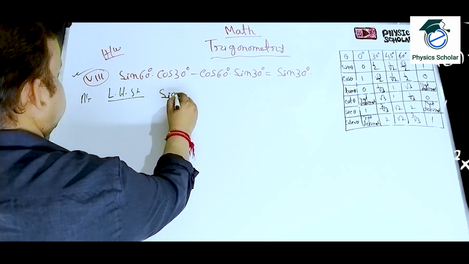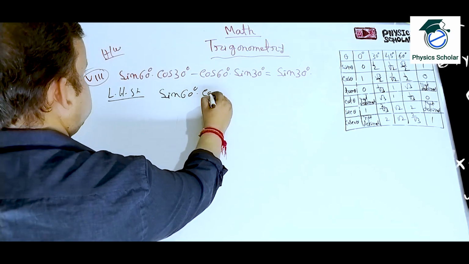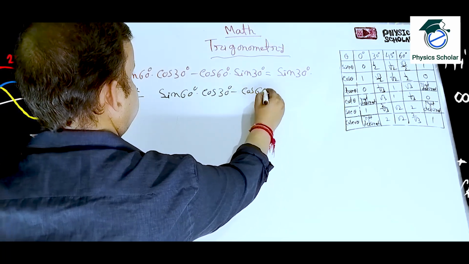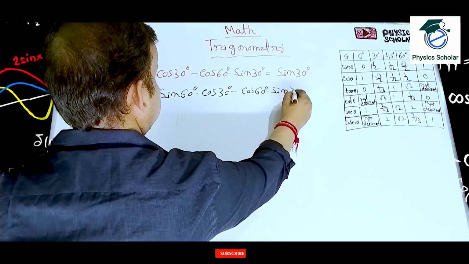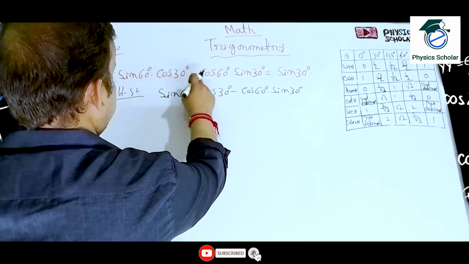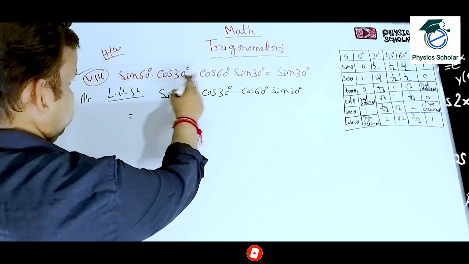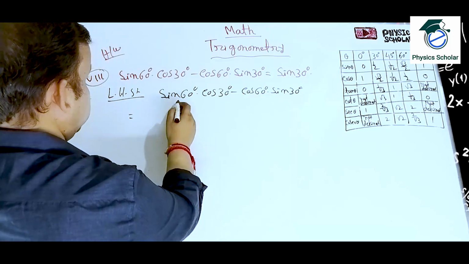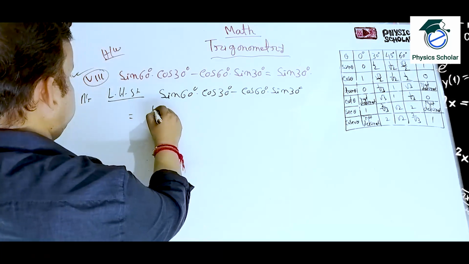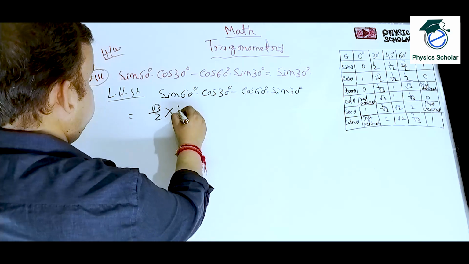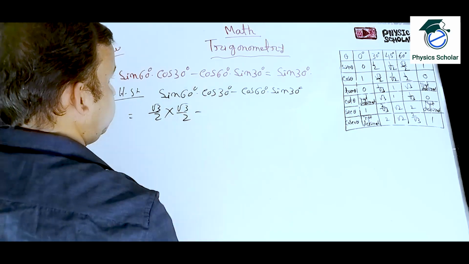Sin 60 degree into cos 30 degree minus cos 60 degree into sin 30 degree. Basically it is the formula sin a cos b minus cos a sin b, but we will not apply that formula now. In the higher classes you can apply the formula directly. Clear? So now what is the value of sin 60? Sin 60 means root 3 by 2 into, what is the value of cos 30? Cos 30 means the same, root 3 by 2.